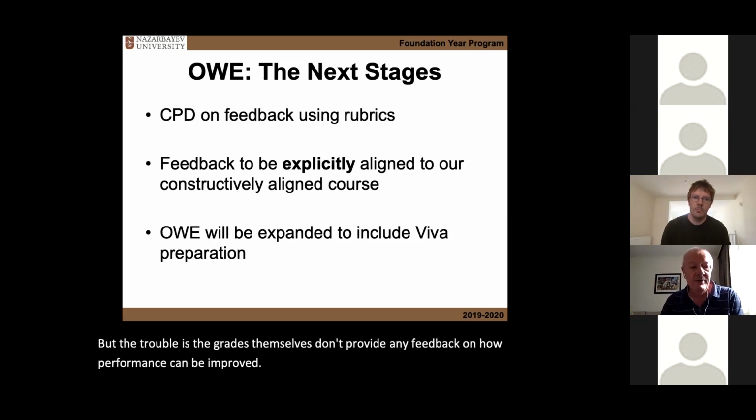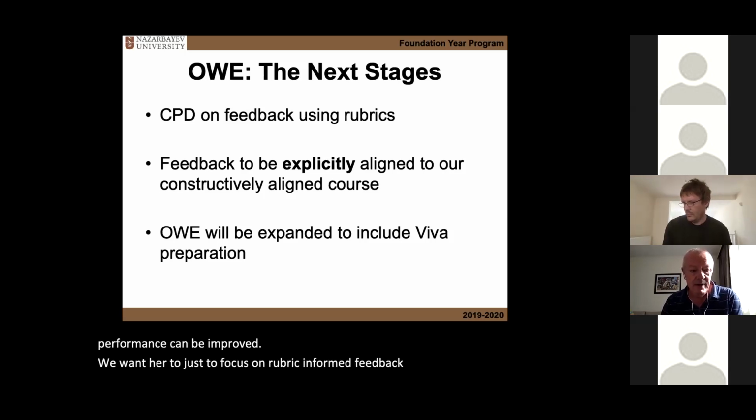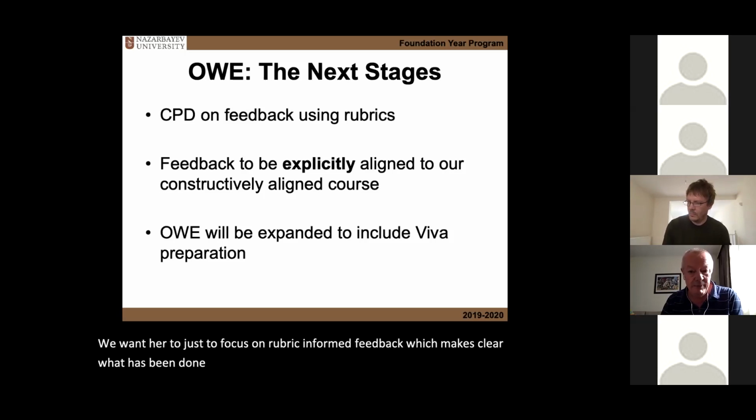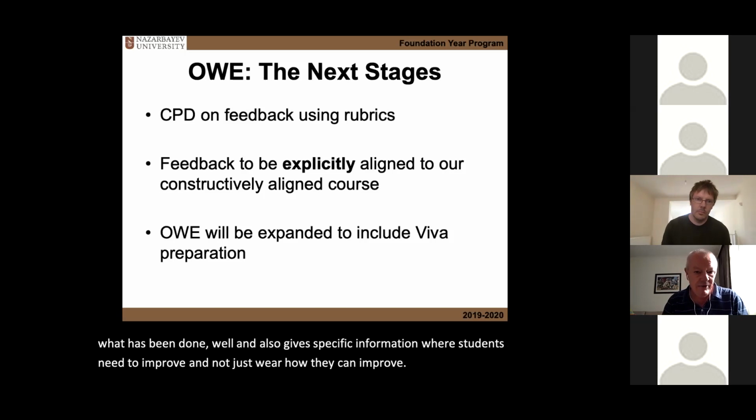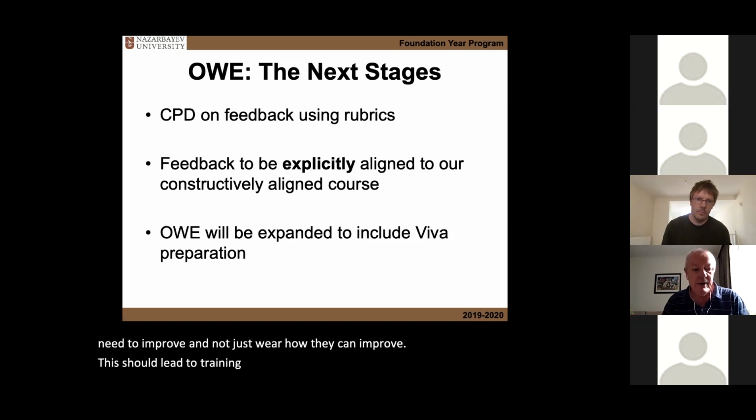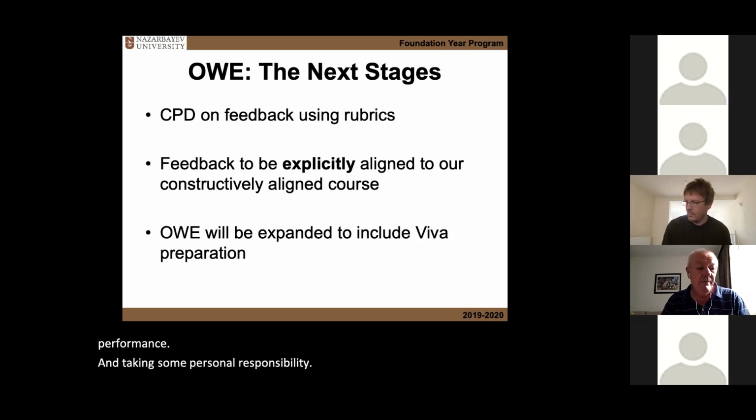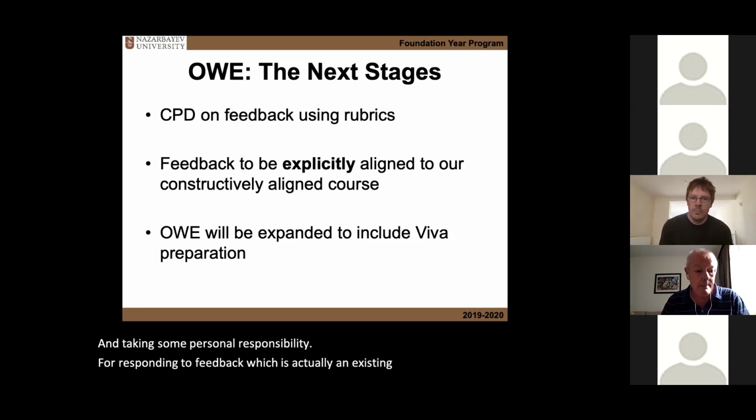We want our tutors to focus on rubric-informed feedback, which makes clear what has been done well and also gives specific information where students need to improve, and not just where, but how they can improve. This should lead to training our students in the use of rubrics for assessing their own performance and taking some personal responsibility for responding to feedback, which is actually an existing course learning outcome.